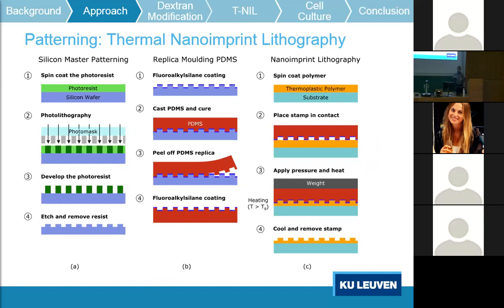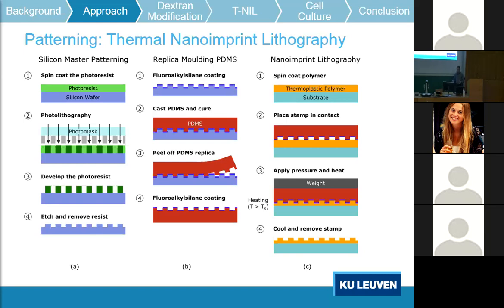Then the temperature is lowered to allow it to set. The pressure is removed, the stamp is removed, and you should have effectively transferred the pattern from your silicon wafer, which we call a master, to your polymer coated on, in this case, a glass surface. So these are the three major steps to designing this platform: the synthesis of the material, the forming of a film, and then the patterning of the film.